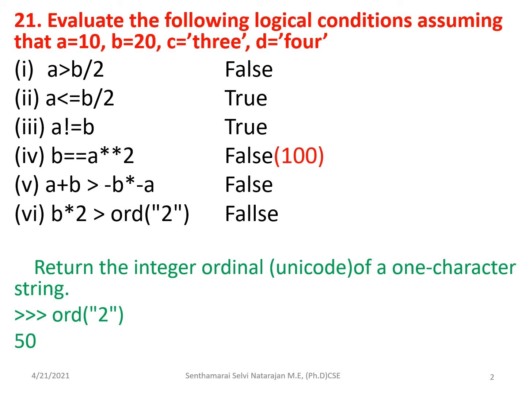Here the value of b is 20 and here a is 10 with double asterisk 2, so it gives the exponentiation. So 10 to the power of 2, 10 into 10, that is 100. So b, which is 20, equal to 100 means the condition is false. And then 10 plus 20, 30, greater than 20 into 10, which is 100, so the condition is false.